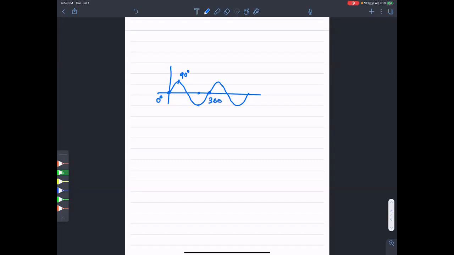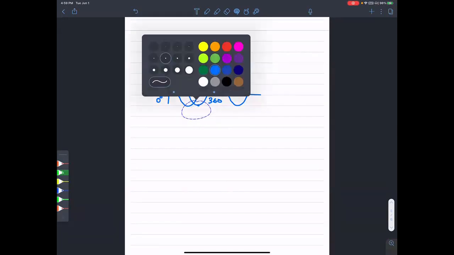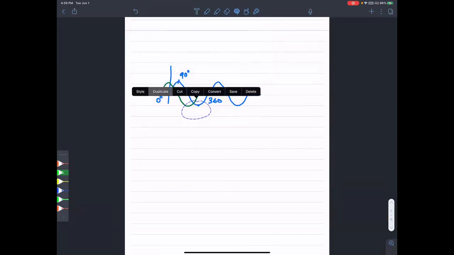On the other hand, the cosine wave looks something like that. Duplicate. Oops, nope. I wanted to do that style. Your cosine wave is simply, please bear with me.